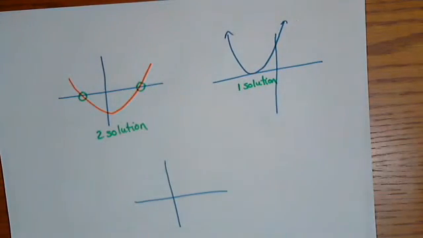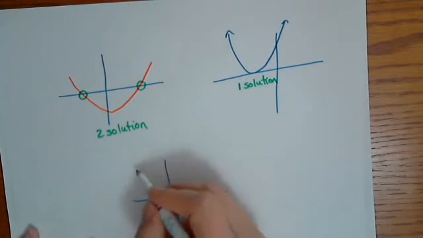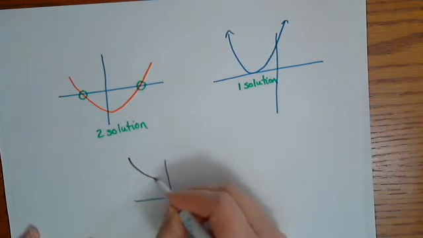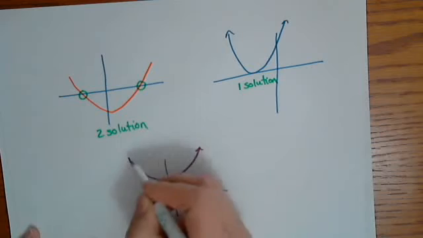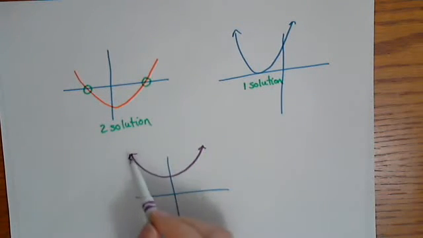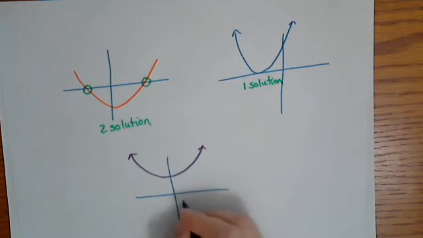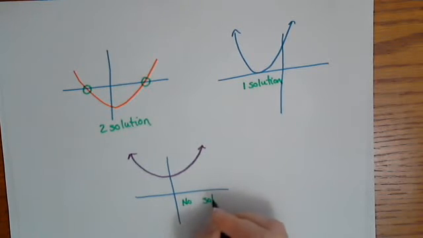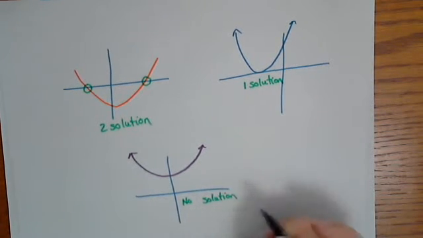Okay. Can you come up with any other ideas on what else might happen when you're graphing these? You can actually have a situation where it doesn't cross at all, where your parabola just kind of hangs out and doesn't ever cross the x-axis. And when that happens, you will have no solution. That is a possibility.